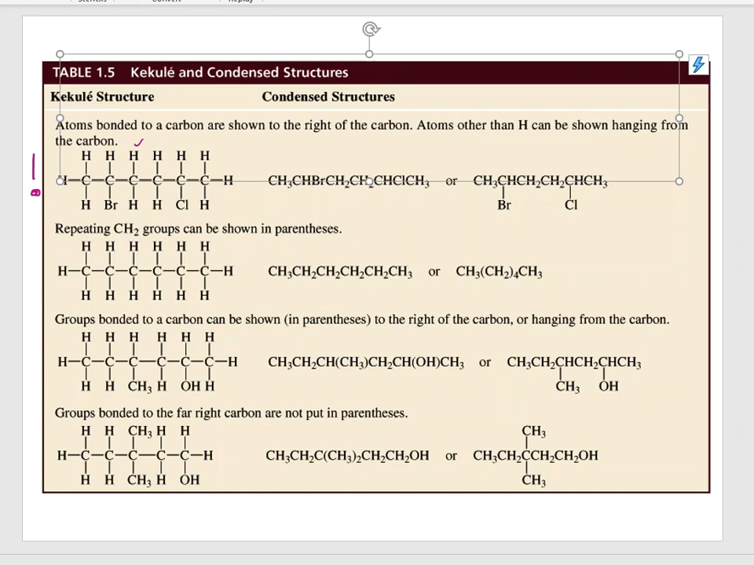The hydrogen on top has 2. The hydrogen on the bottom has 2. Next carbon over, 2, 4, 6, 8. So that carbon's good. The hydrogen on top is good. It's got 2. And the chlorine down below actually has 6 dots around it. The Lewis dot symbol would have shown you those 6 dots.